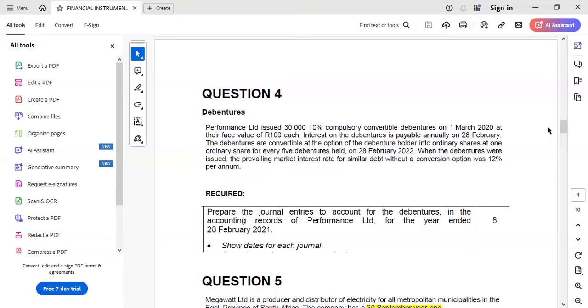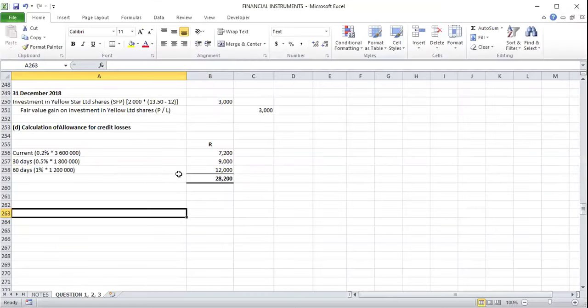Now, this is a financial liability because it gives a contractual obligation to Performance Limited to pay interest annually and also to repay the principal at the end of the loan term. Not only a financial liability.